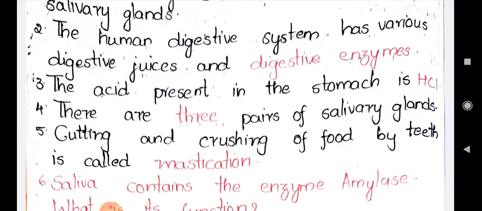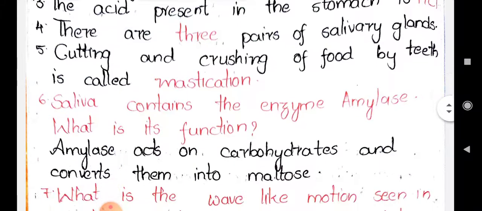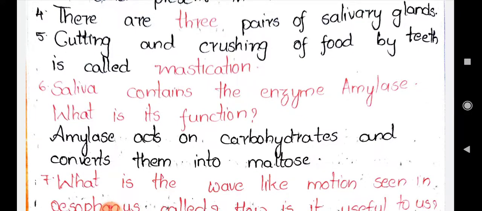Going to the next bit. Saliva contains the enzyme amylase. What is its function? In our mouth we have saliva, and this saliva has the enzyme called ptyalin, or you can call it salivary amylase also. What are they asking here? What is the function of amylase? The function of amylase is to convert carbohydrates into maltose.